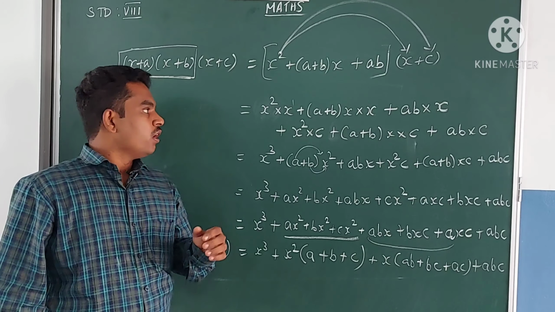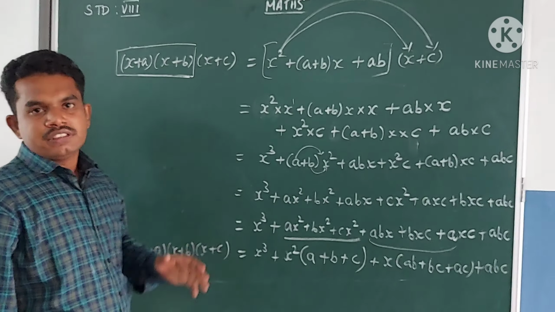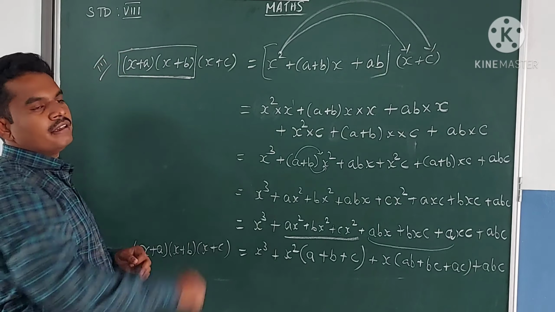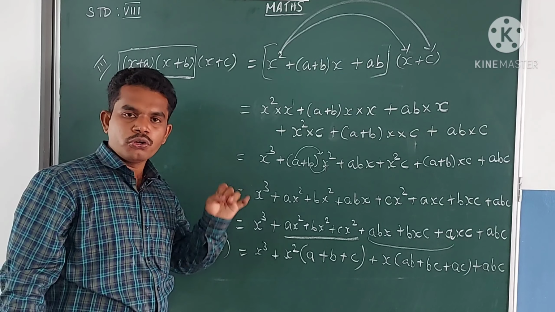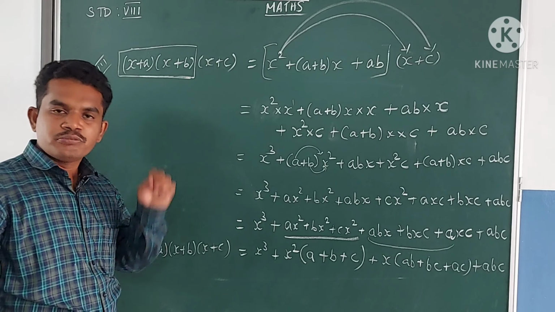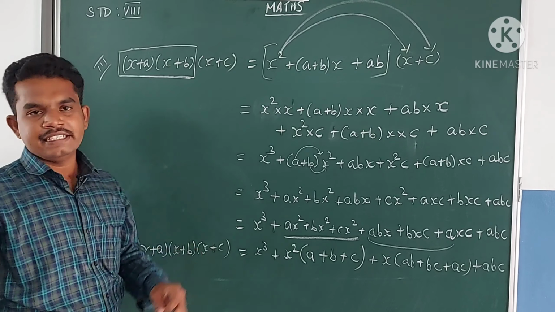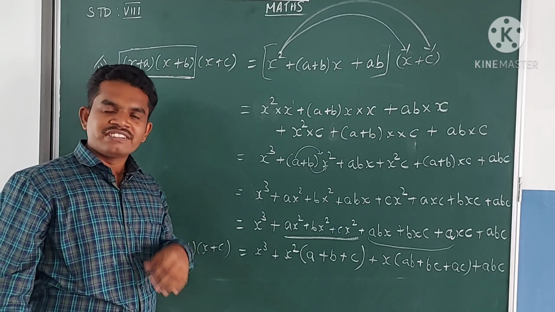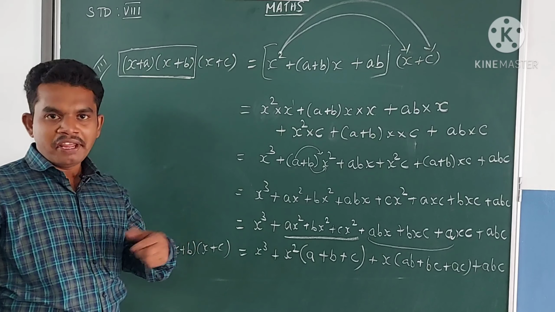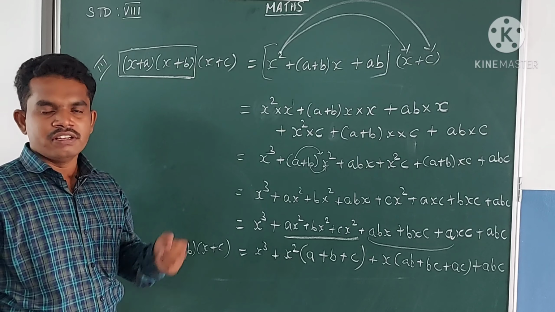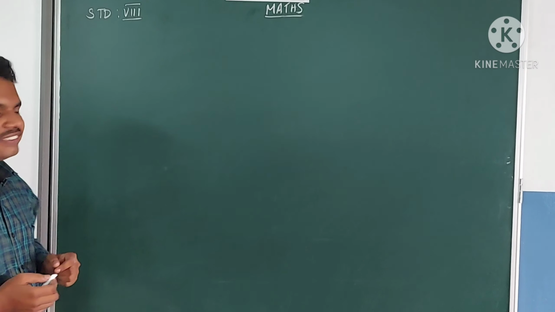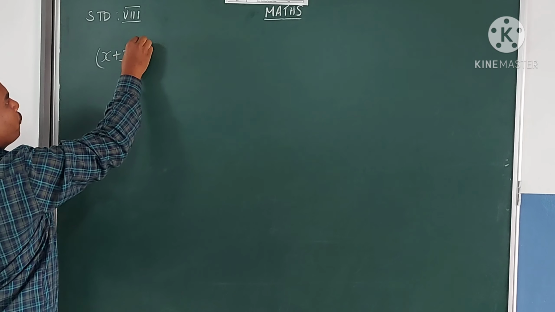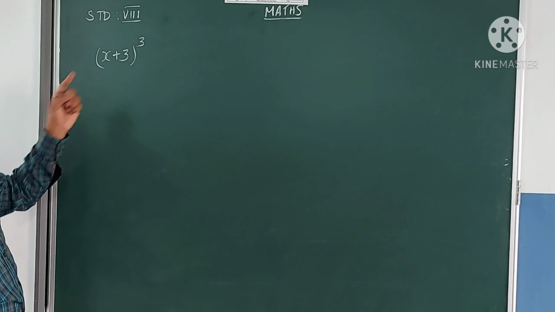Now we have studied the three identities. The first identity is a plus b the whole cube. The second identity is a minus b the whole cube. The third identity is x plus a into x plus b into x plus c. Now we will see the applications, that means sums. Okay, the first problem is x plus 3 the whole cube. So which identity is it?